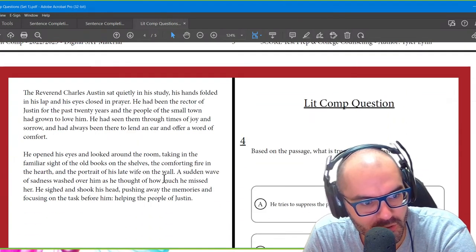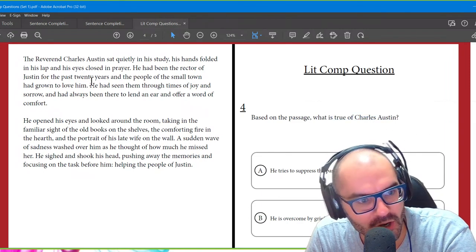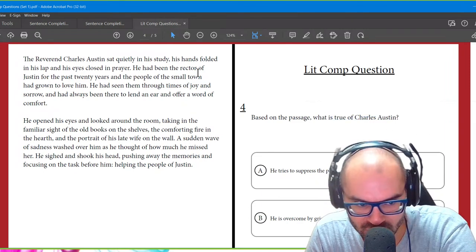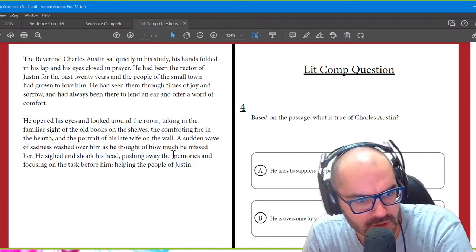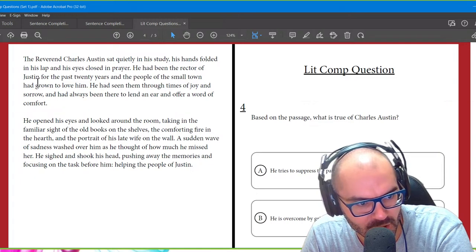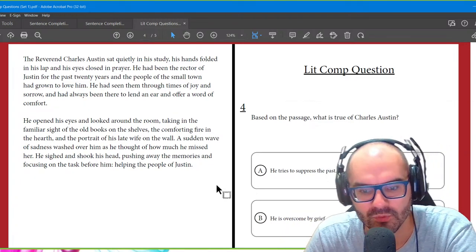Okay, my sheet is not broken. Same thing here. We got a character passage. We're talking about Charles Austin. I just want to focus on him. Now, in this case, there's a lot of stuff about him. I'm noticing both these paragraphs are about him. So I'm going to want to focus on him. Go ahead and try to give me your answer for this one.